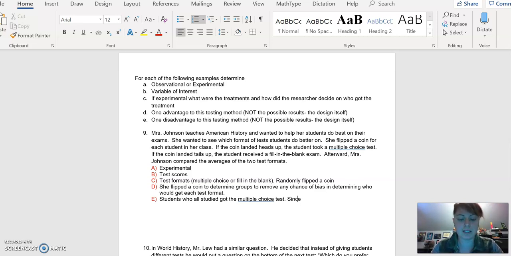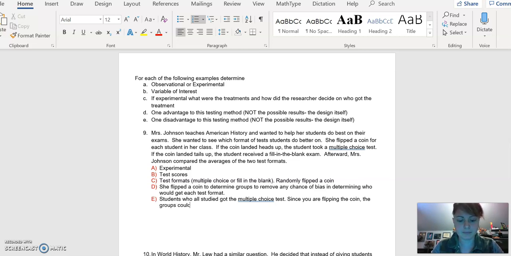Another issue is, since you are flipping a coin, the groups could be unbalanced. So you could have, of the 30 kids in class, you might have flipped a heads 26 times. So you could end up with 26 people taking a fill in the blank test and 4 not. And so having unbalanced groups is hard to compare. So that could be a possible disadvantage. Those are not the only ones. Those are just 2 of them.